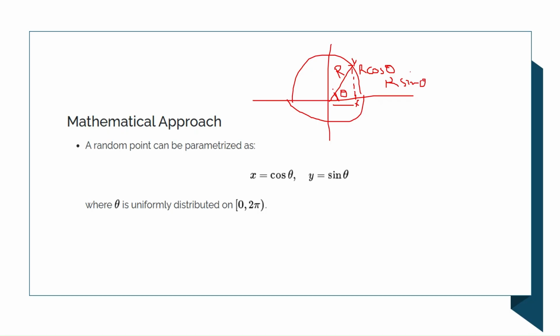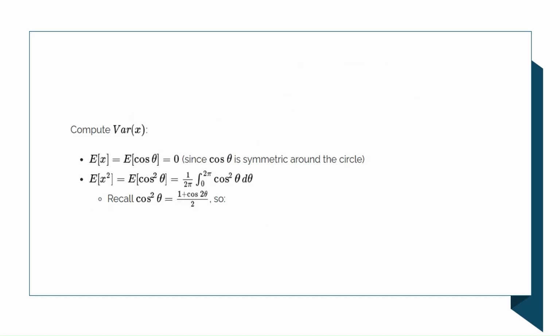Now, in the question, we are given that r, the radius, is 1 because it's a unit circle. So the x coordinate becomes cos theta and the y becomes sin theta. And the angle theta becomes our random variable, which without any given constraints or any other information, we assume that it's uniformly distributed between 0 and 2 pi. So now we have the variables in terms of theta. We need to find the variance of x.